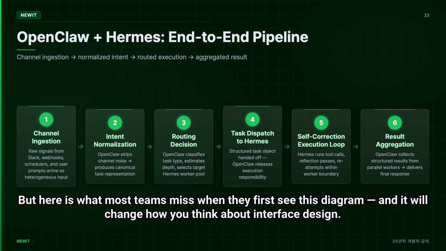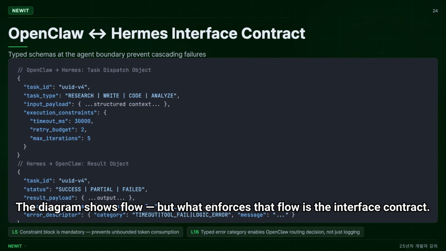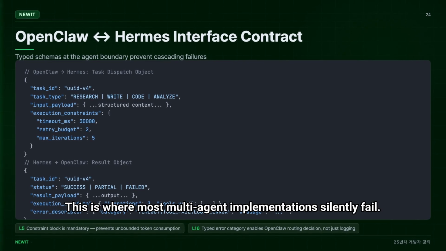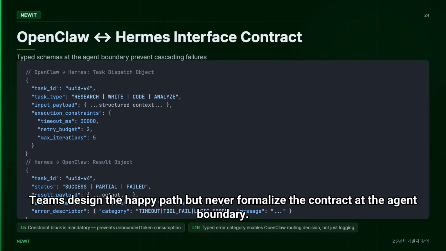But here is what most teams miss when they first see this diagram, and it will change how you think about interface design. The diagram shows flow, but what enforces that flow is the interface contract. This is where most multi-agent implementations silently fail. Teams design the happy path but never formalize the contract at the agent boundary.